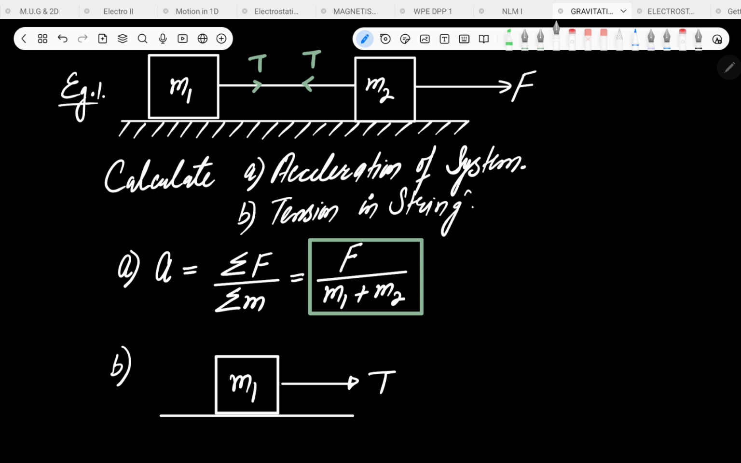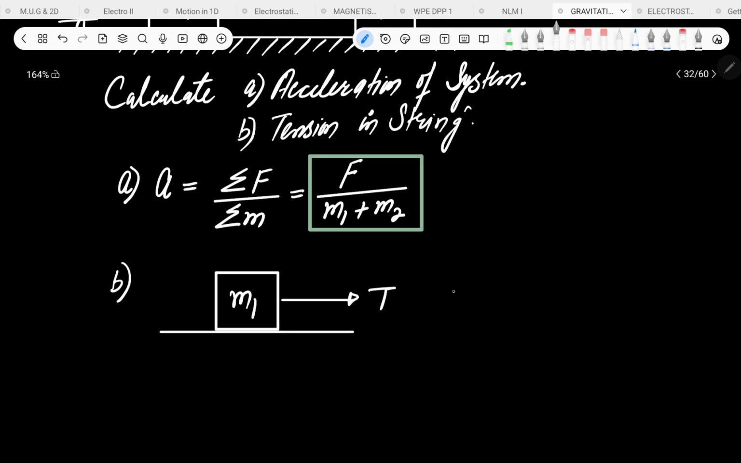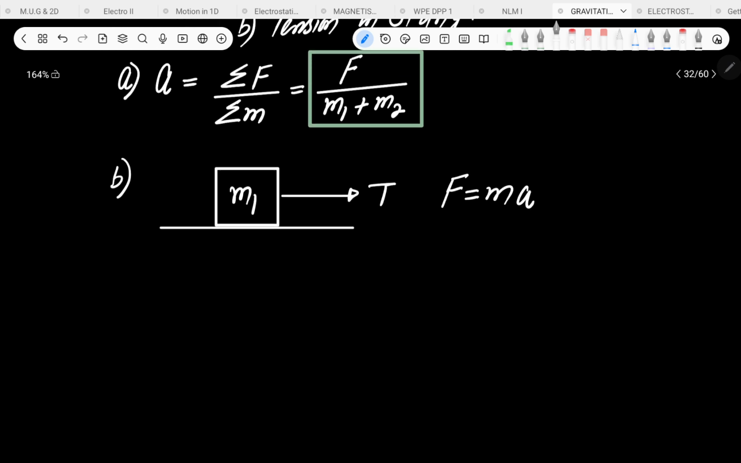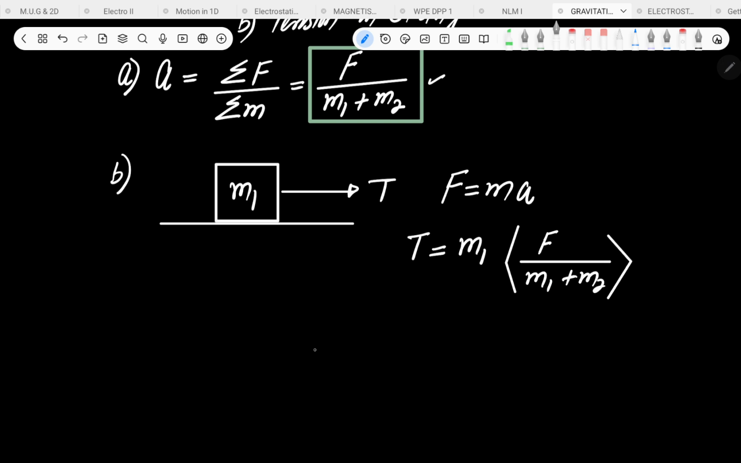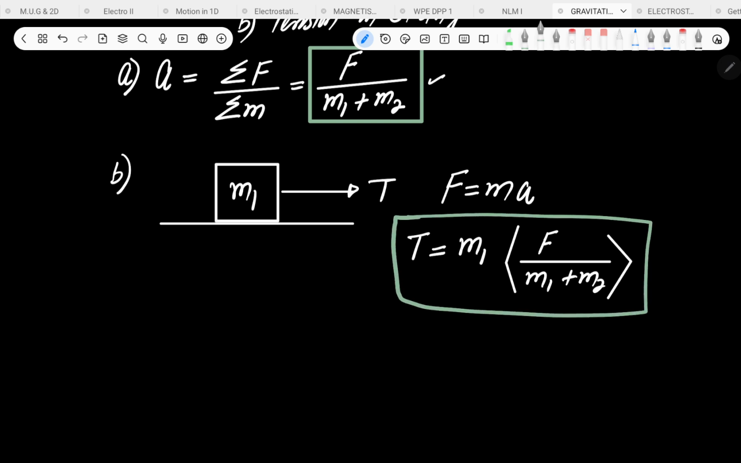Now I will apply Newton's second law, that is force equals mass into acceleration. What's the net force on this block? That is T. What's the mass of this block? That is M1. Multiplied by A, and we have just calculated the value of this A, which is F divided by M1 plus M2. So this expression gives me the tension in the string. So this is the tension in the string.